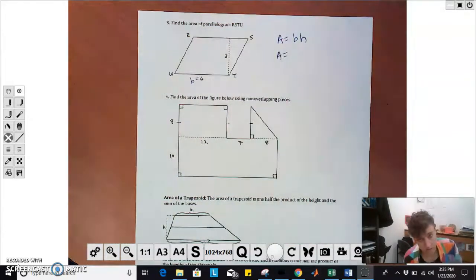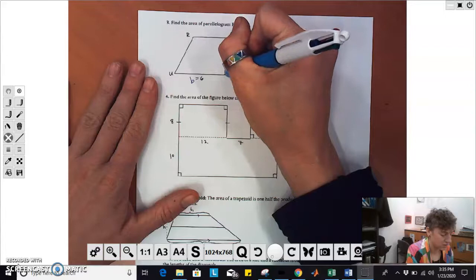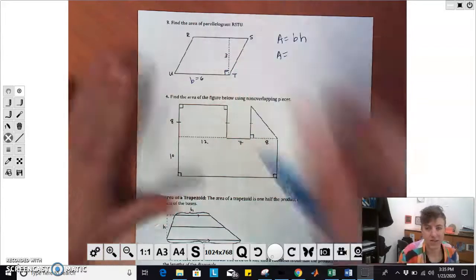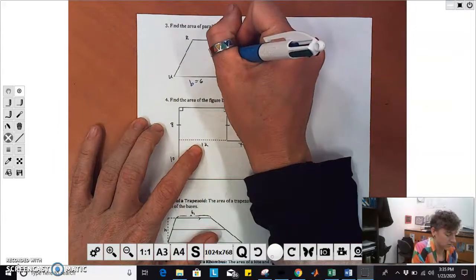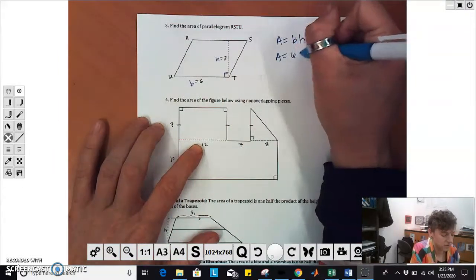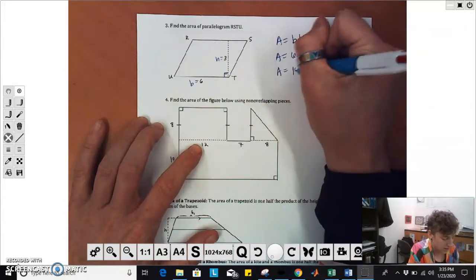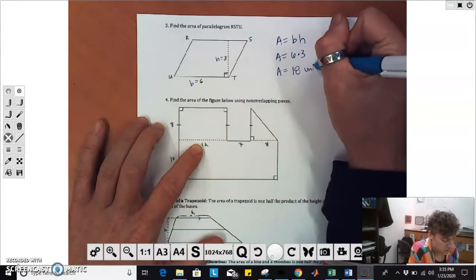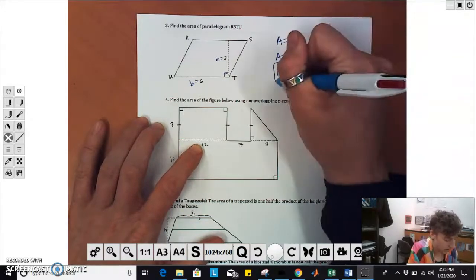What's the height? I'm pretty sure that should have been marked with a right angle right here so that I know that that is exactly the height. So 3 is our height. Base is 6. Height is 3. 3 times 6 is 18. 18 units squared. That's the area of the parallelogram.